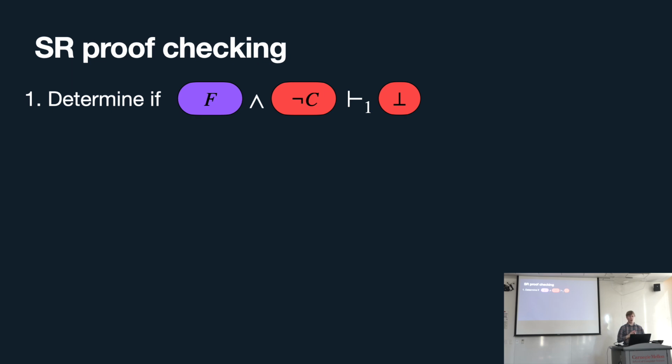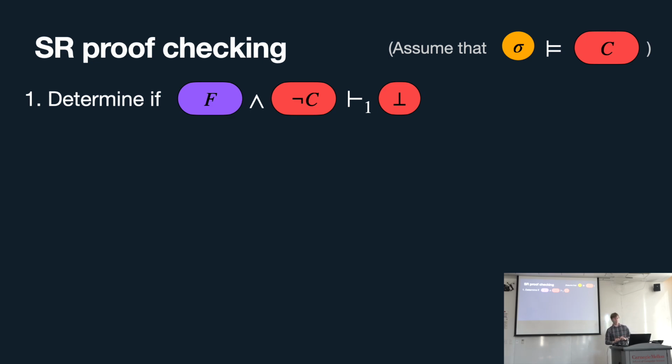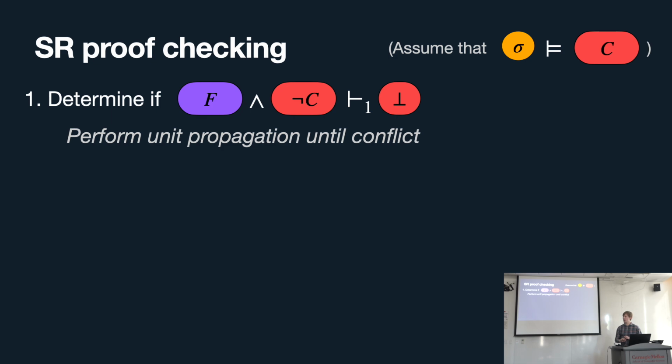How might this check go algorithmically? Well, first we want to determine if normal unit propagation entailment applies, which means showing that F and not C implies the unit or the empty clause under unit propagation. For now, we're assuming that sigma satisfies the candidate redundant clause C, but in general you don't need to have this assumption, you just need to show the check that we had on the previous slides.